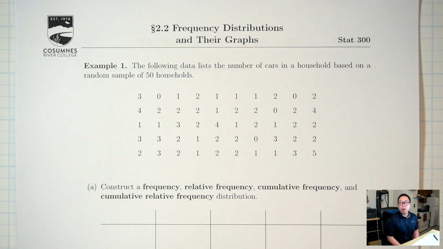In the last two lectures, we talked about the types of data and collecting data. How do you choose who you collect data from? Today, we'll talk about what you do after you have the data. How do you organize the data, and how do you summarize the data?